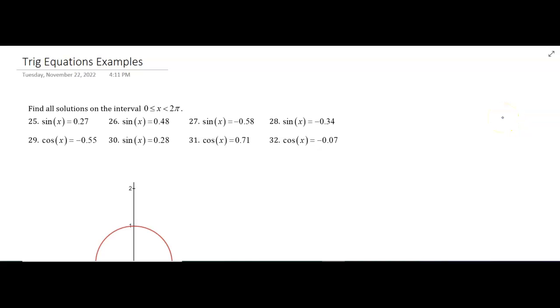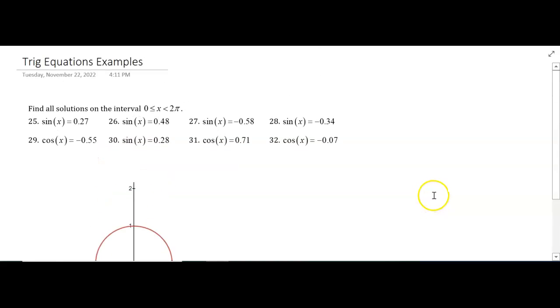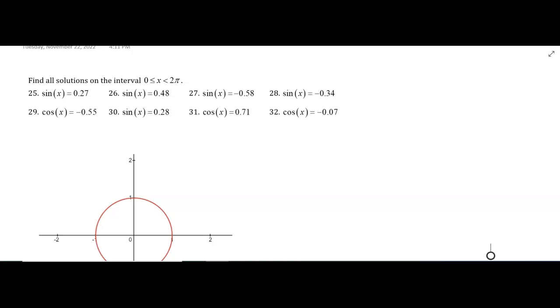Hello everyone. In this video we're going to solve a couple trig equations building on work from prior lessons. We're going to look at a couple examples where we're solving the trig equation and we're going to get decimal answers. We're going to have to use a calculator for that. All right, so let's look at number 26 in this list here.